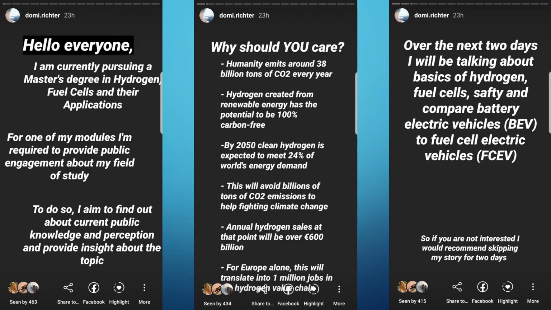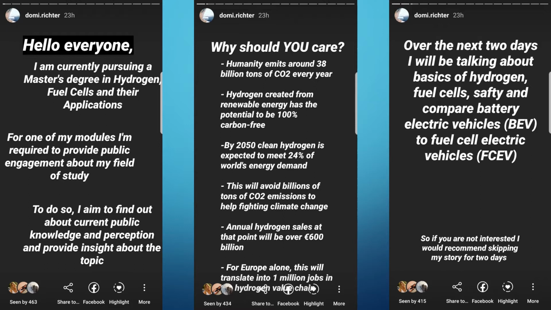For the middle one, I also added different categories like money, pollution, jobs to reach different interest groups. On the left one, you can see the introductory text I wrote, and on the right side, I notified my followers that the next 2 days my story will just be about the activity, and if they were not interested, I recommended them to skip it.